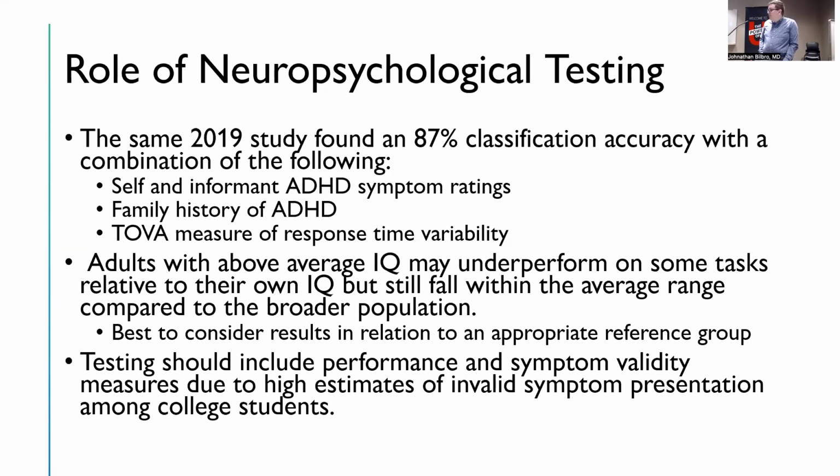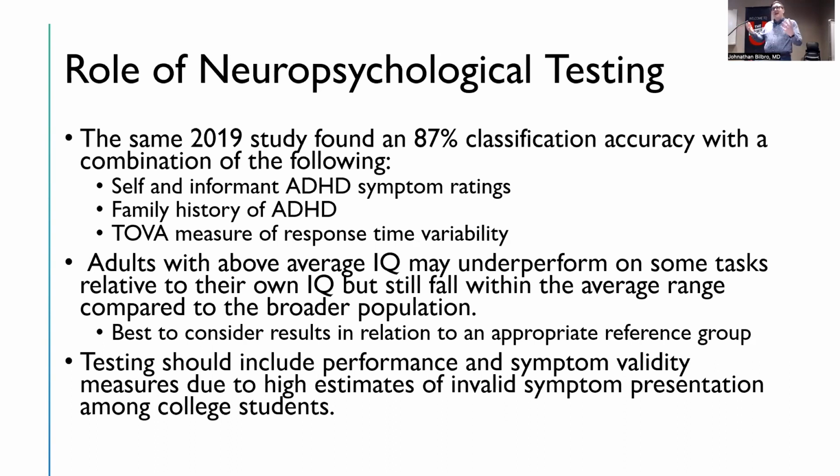It's also important to consider, and we mentioned this a little earlier as well, that people with a high baseline IQ might underperform relative to others in their own IQ group, but still fall within the average range if you compare them to the broader population.